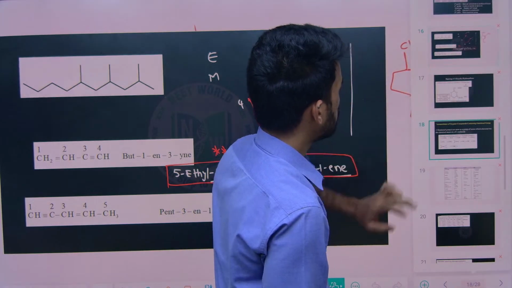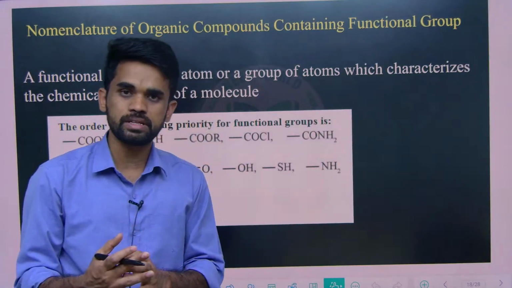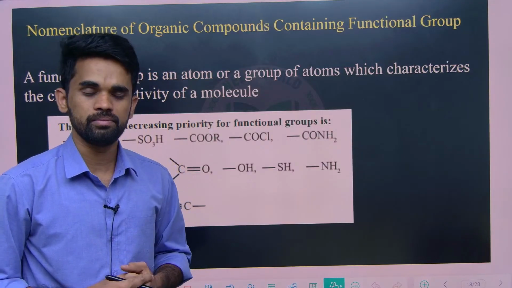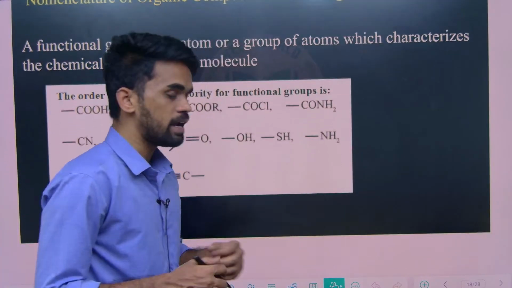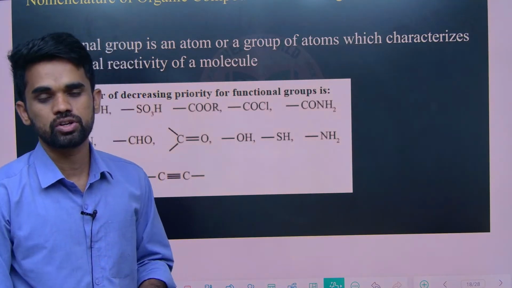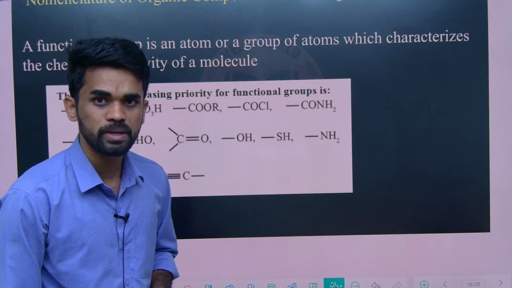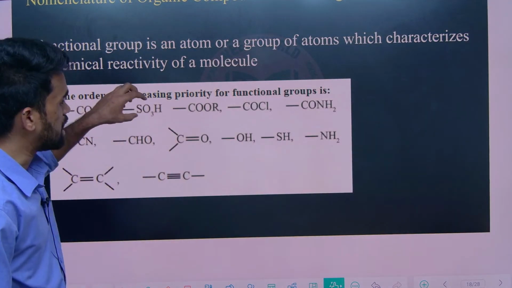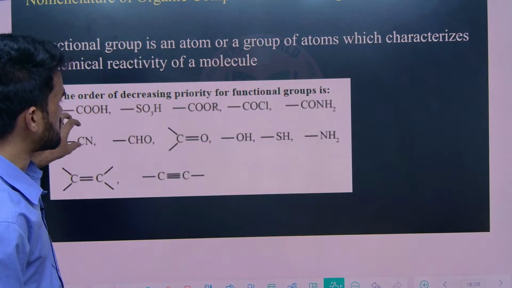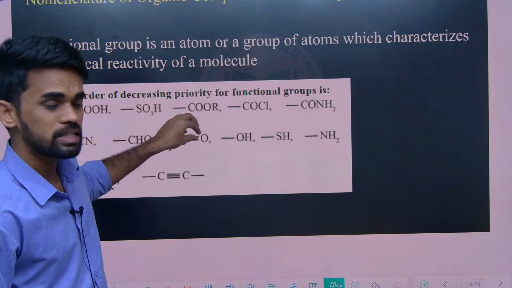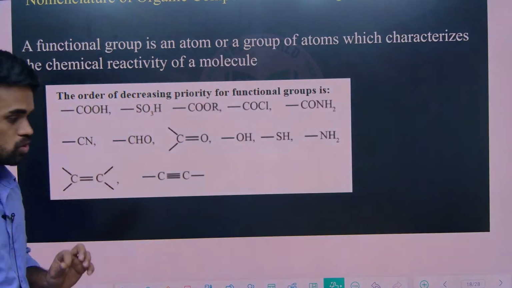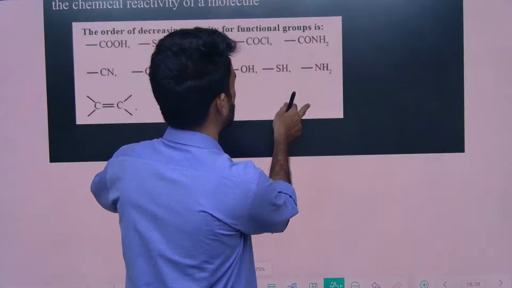Yeah, so now I told you there are sometimes different functional groups in the given organic compound. So how can you write that compound name? Okay, so now we need to prioritize the given functional groups. Which is the higher priority functional group? Carboxylic acid, next sulfonic acid, next ester, next acid halides, amides, okay, next cyanides, aldehydes, ketones, next alcohols, thiols, amines, here alkenes, and least is alkynes. Okay, right, let us see one example based on this.